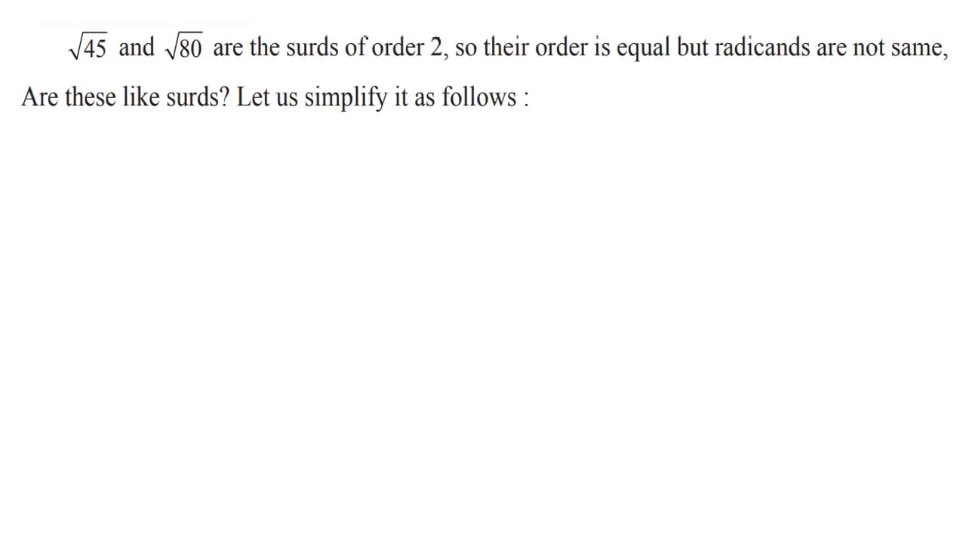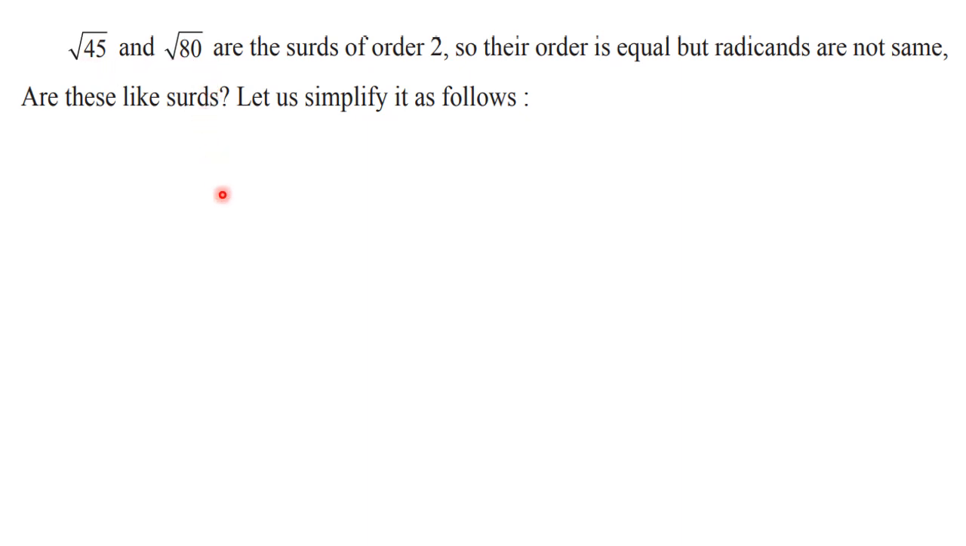We will take one example to understand like surds. Here the example of root 45 and root 80. These are two surds and you will observe that the order of the surd is 2. As I have said, if no number is seen here, then the order is 2 by default. Now here the order is the same, but what you can observe is that the radicands are different. They are not the same. So can we say that these two are like surds? Simply by observing here, one will say that no, they are not like surds.